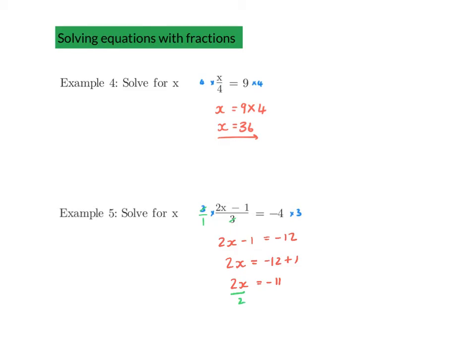If I divide both sides by 2, I'm going to land up with an improper fraction of negative 11 out of 2. This is a perfectly suitable solution, but if you want to write it as a decimal, you can also do that.